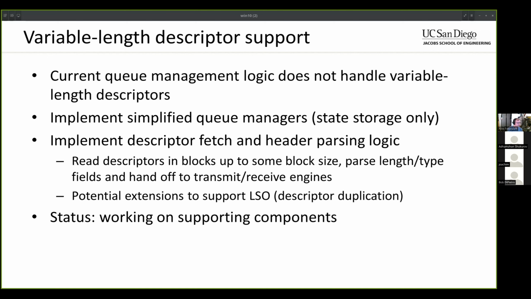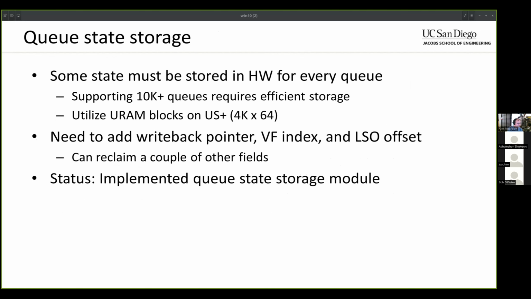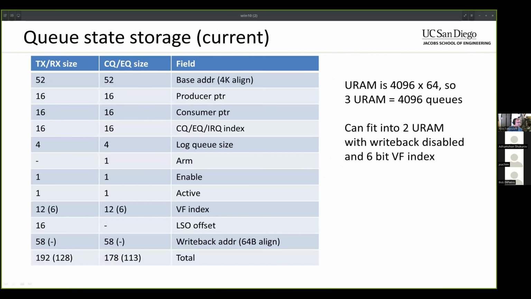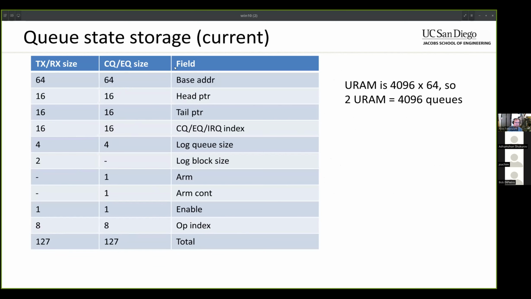One thing that I did do is I went ahead and dropped the ARM continuous bit in the queues. I mentioned queue state storage before. I have a new module for that. The queue state storage previously looked like this, and the new one looks like this. I added the LSO offset and the VF index, and changed a bunch of the pointer sizes to free up a few bits. Mainly I changed the base address size.